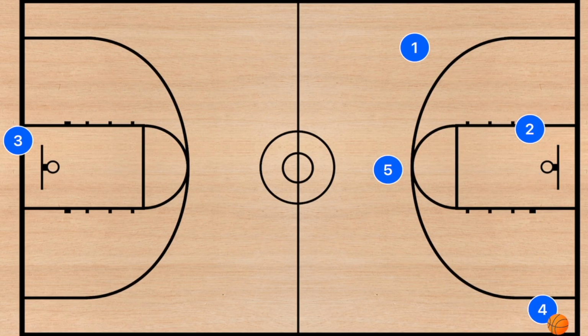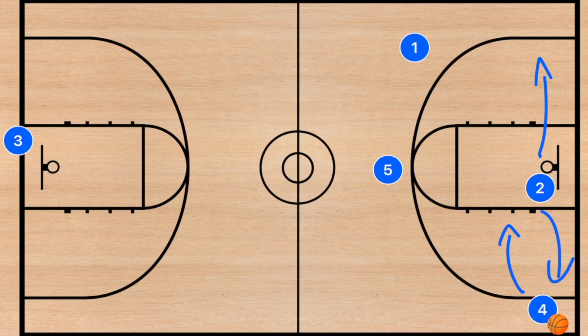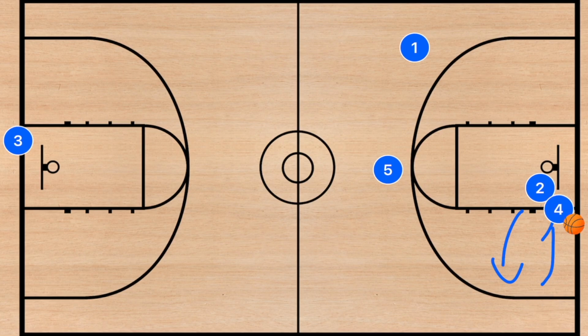If he passes out to player 4, now player 2 can sprint back out, though I would probably not consider that as an option. If player 4 attacks left, player 2 needs to fill out right. If player 4 attacks baseline, then player 2 fills out the opposite direction. This could be a pass to player 2, and we can run an offense off of that. Player 4 could also score.